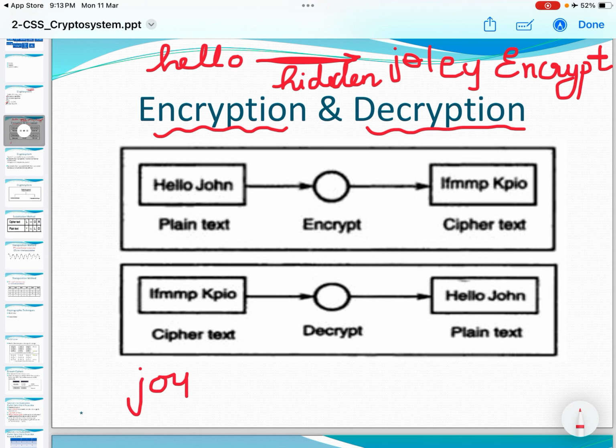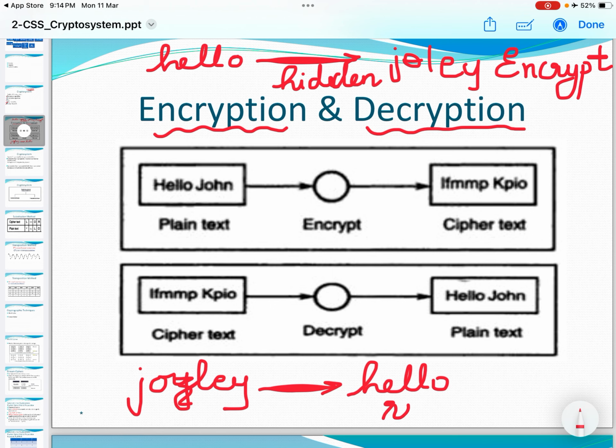This message jolly is converted again back to hello at the receiver end. This process of converting it back to hello is called as decryption. You decrypt the message. So this is done at the sender end and this is done at the receiver end. Encryption is done at the sender side. Decryption is done at the receiver side.